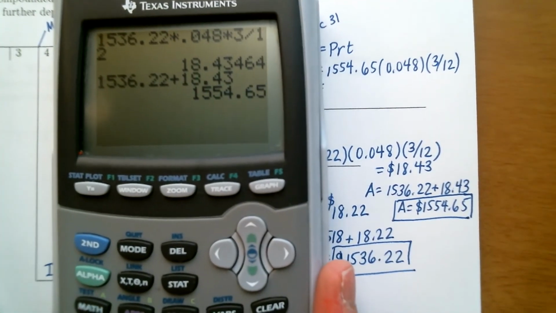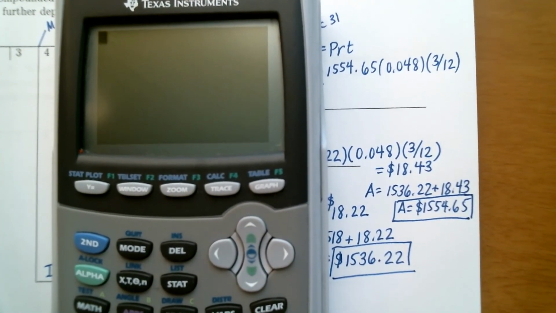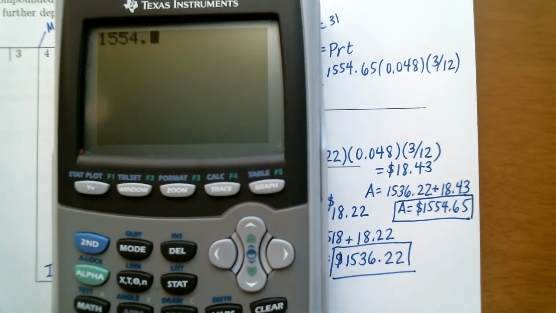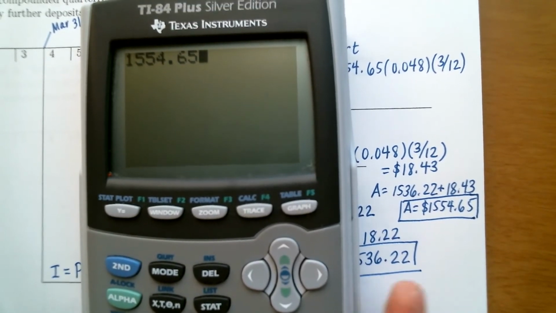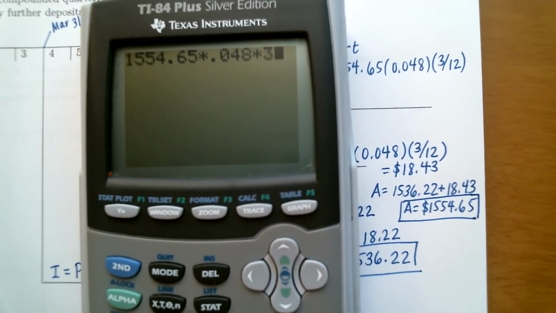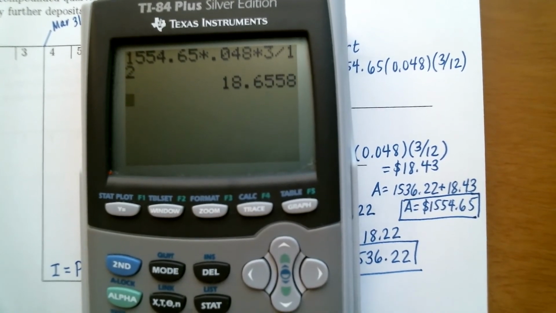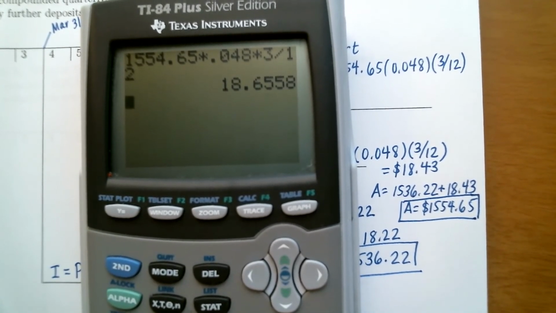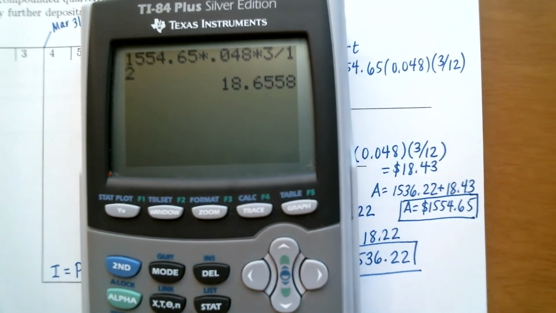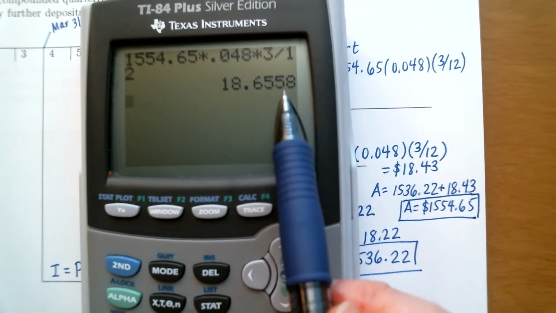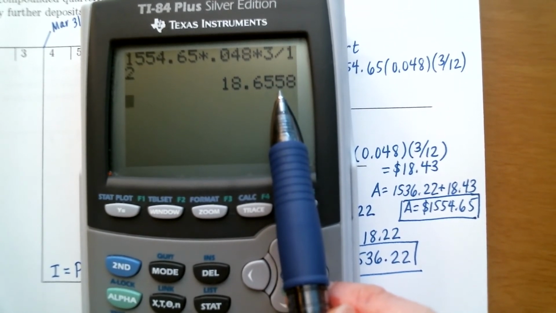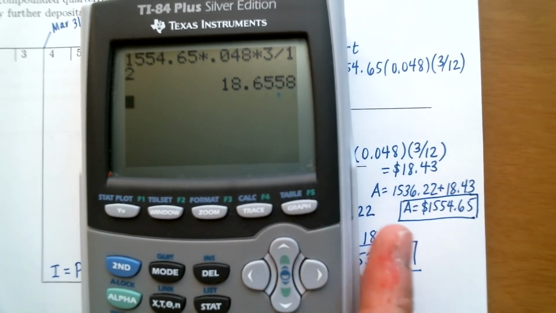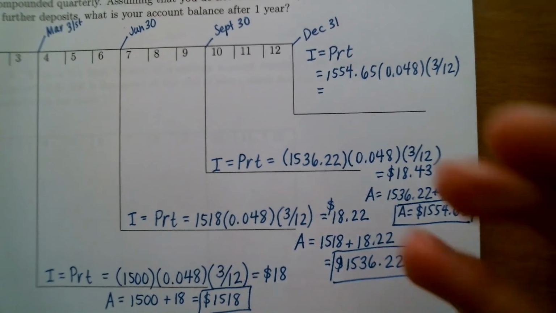Okay, let's see. This is going to give us $1,554.65 times the rate times the time. Round this to the nearest cent. So this is going to be $18, and look at the second 5. That means you need to round up. Remember, you round up if it's 5 or greater. You keep it the same if it's between 0 and 4. So we're going to get $18.66 worth of interest.